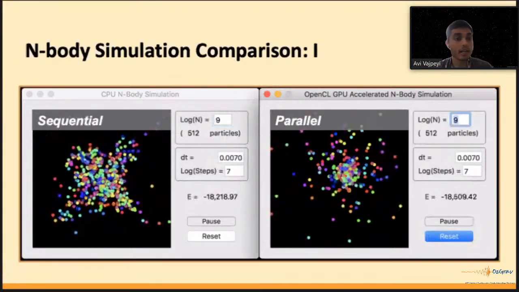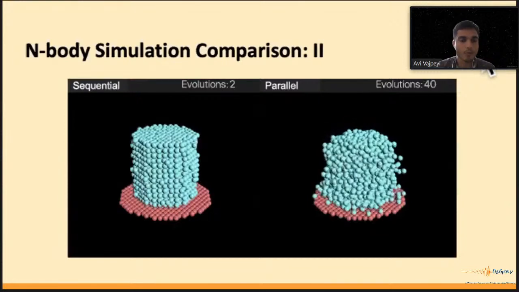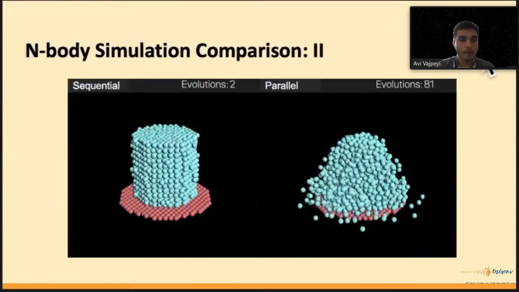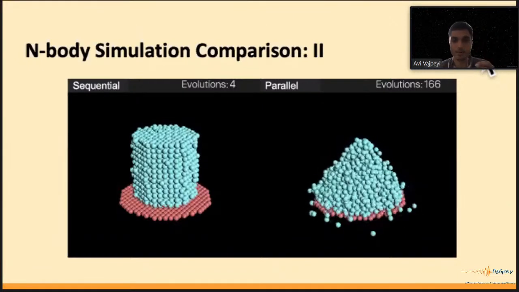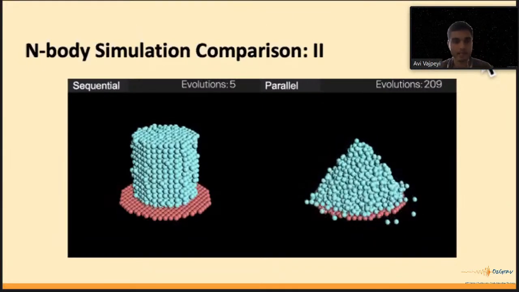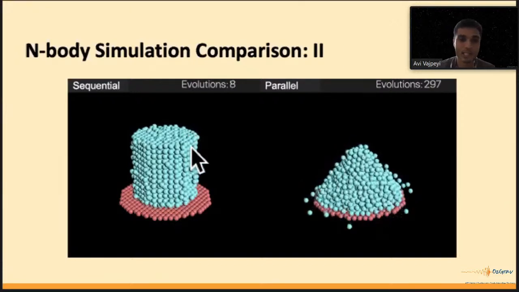Now let's take a look at another N-body simulation. In this one, we're modeling each particle as a bead, and each bead is interacting and can collide with other beads. Now, again, the sequential version is running, I promise you, it's just running really slowly. The parallel version has just gotten much faster.